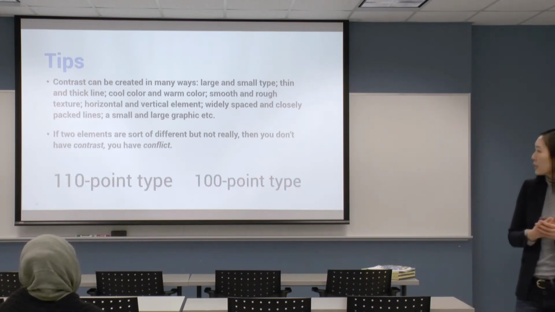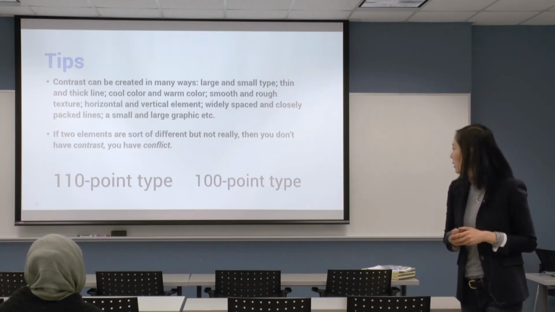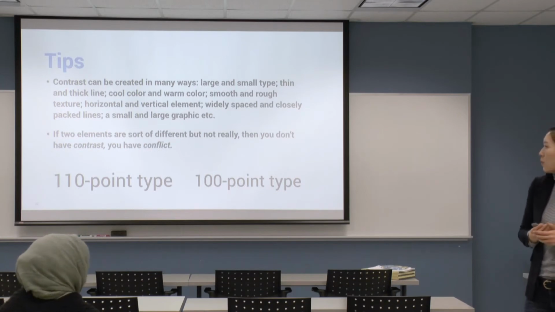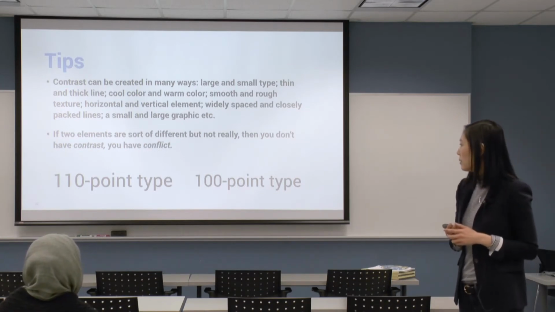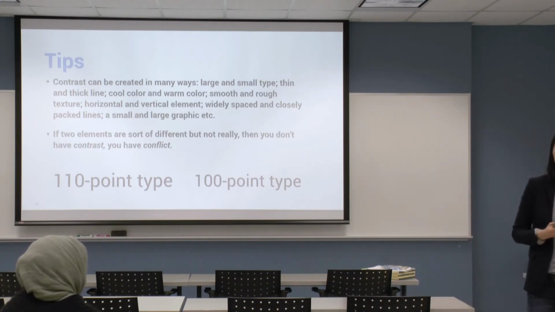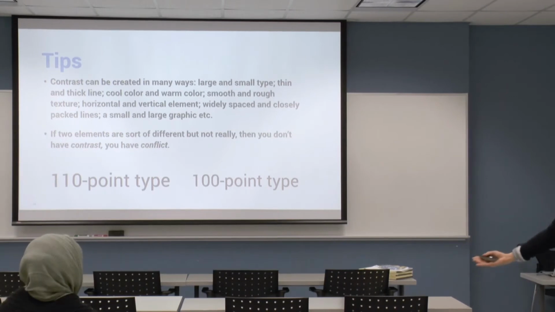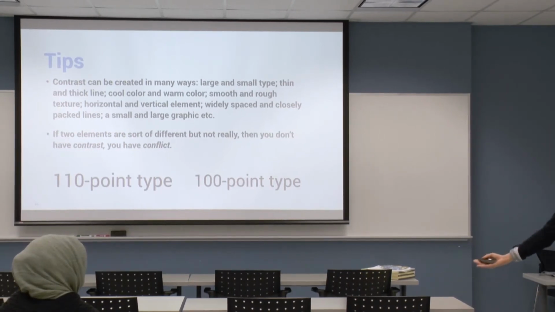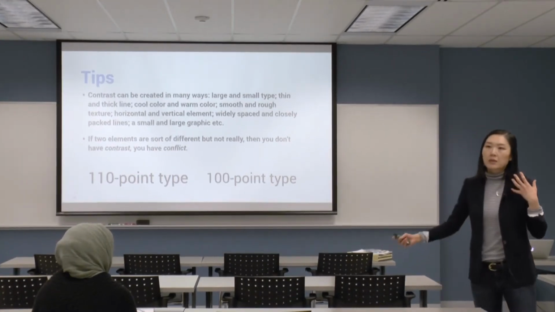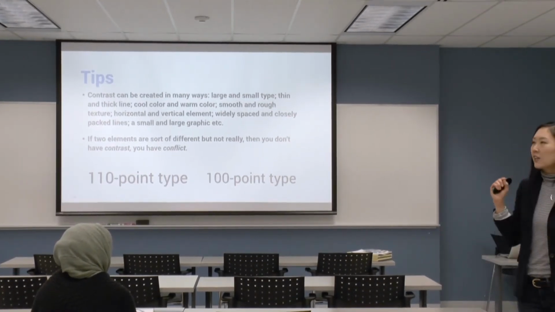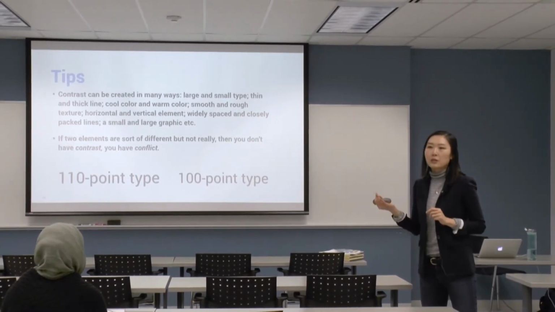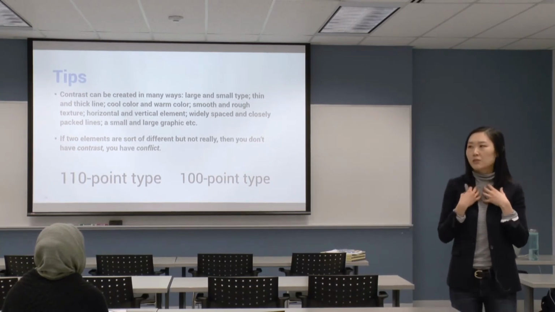So here's the example, right? I have one type set in 110 point, okay? This one is just a little bit smaller. But my immediate impression, even though they're 10 points apart in terms of size, is that they almost look the same, right? But there's something about them that's just slightly different. In terms of our brain trying to tell these two apart, it bothers us, right? There's something about it.